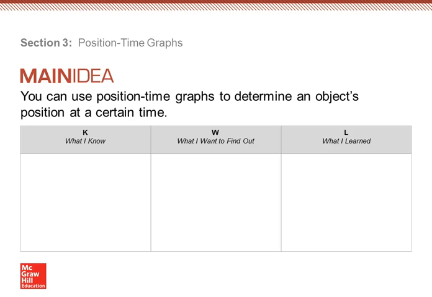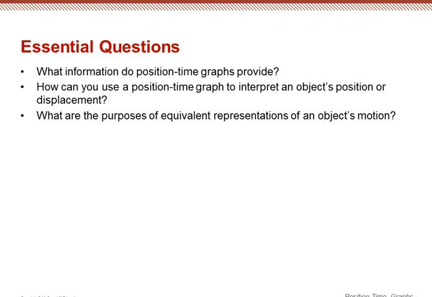In this video, we're going to look at Section 3, Position Time Graphs. You can use a position time graph to determine an object's position at a certain time. That is going to be our main idea in this section. So in this section, we're going to answer three essential questions.